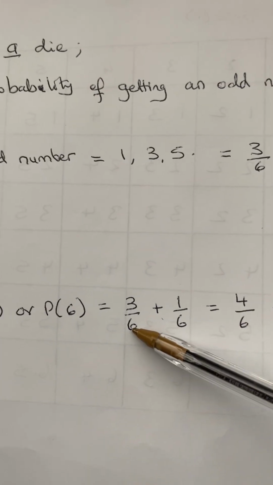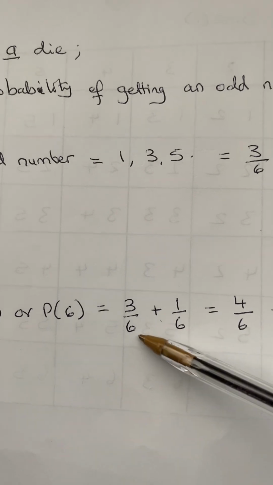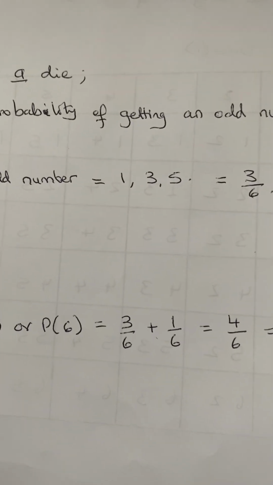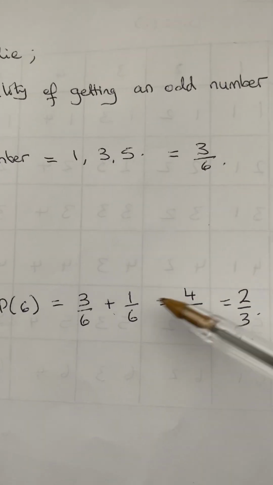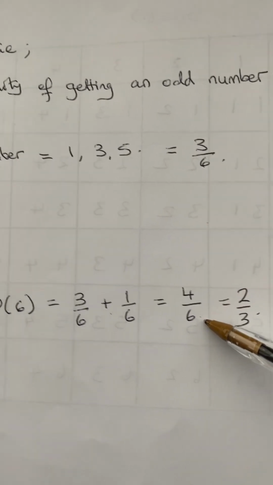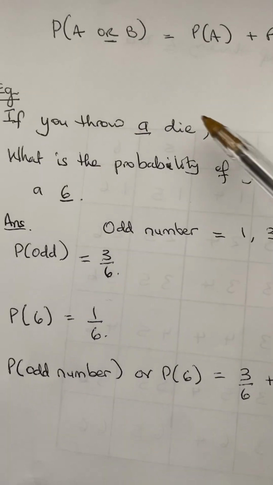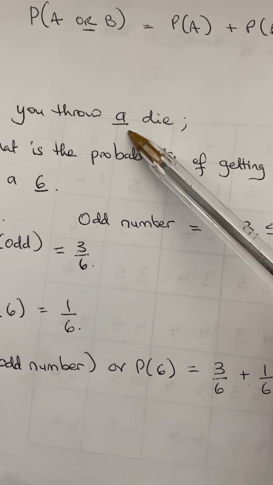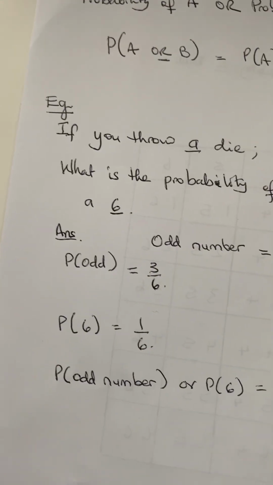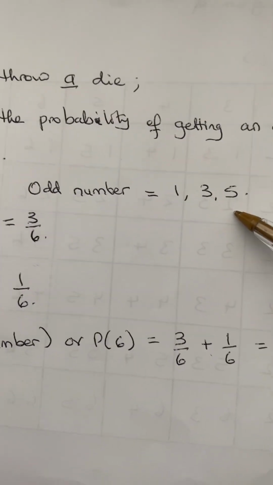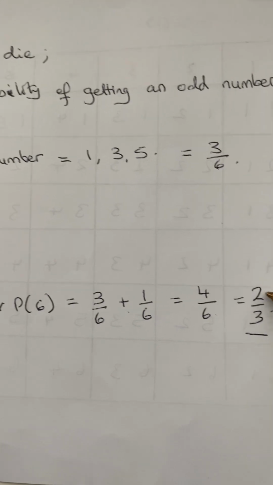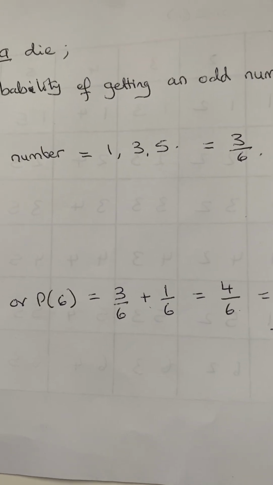Since the denominators are the same, and these are fractions, we only add the numerators. So 3 add 1 is 4. 4 out of 6 is 2 out of 3. So if you throw a die, and because it's mutually exclusive, the probability of getting an odd number or a 6 is 2 over 3.